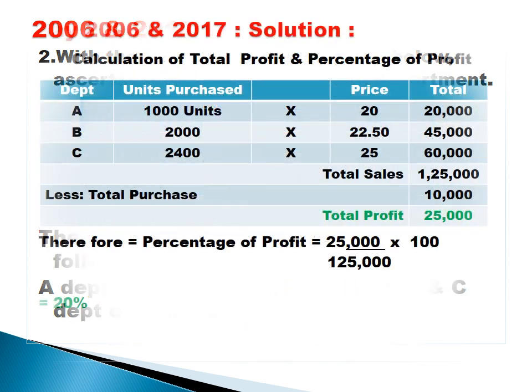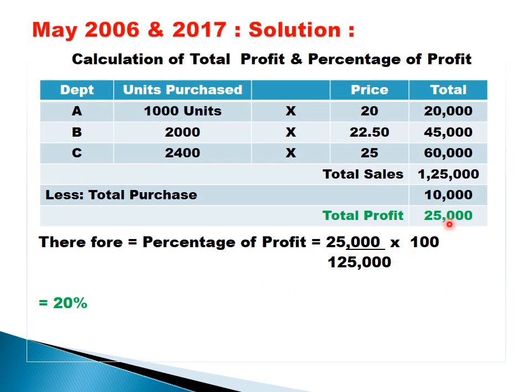Here's the answer. Find the total profit 25,000, percentage is 20%. That's profit divided by sale into 100. So this is the GP percentage. Profit divided by sale into 100. Total sales 1,25,000.